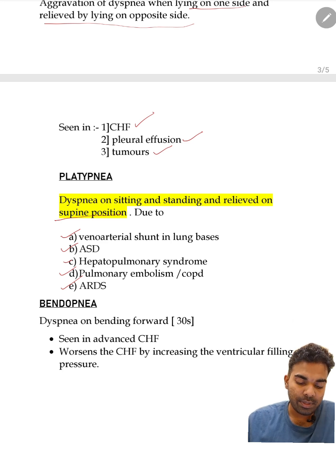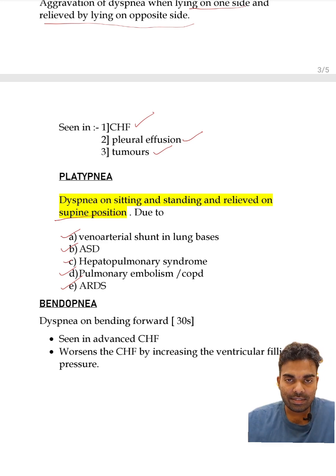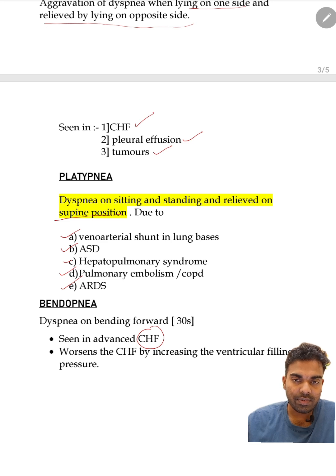The next term is bendopnea. What do you mean by bendopnea? That means dyspnea that occurs on bending forward. This is actually a very classical sign. It is seen in congestive heart failure. In congestive heart failure, we already have a worsened ventricular filling defect. So once you bend down, that filling defect can be worsened further, and the person becomes dyspneic. When we ask the person to bend down, we have to hold it for at least 30 seconds to get this sign, and this is called bendopnea.